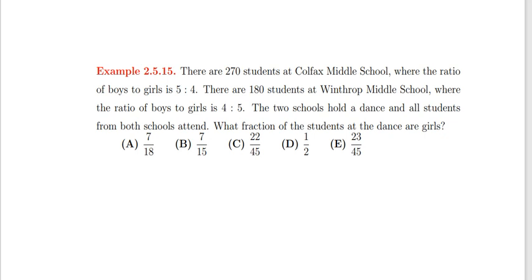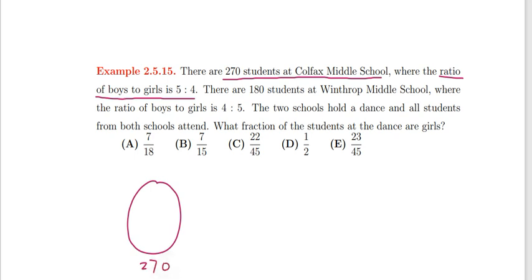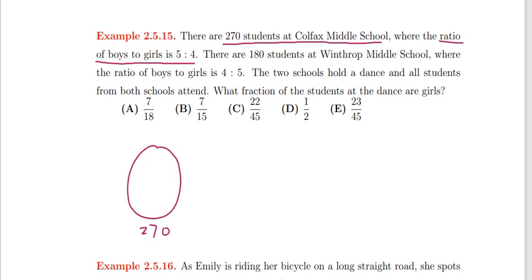So for this problem, there are 270 students in this school with the ratio of boys to girls 5/4. So we put the total ratio as 9. So we just divide by 9, so each part counts for 30.